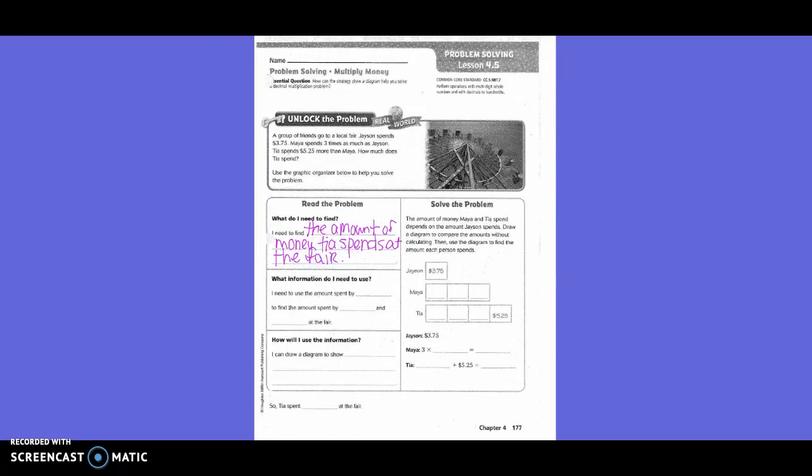What information do I need to use? I need to use the amount spent by, who do we need to use first? Jason. To find the amount spent by, okay, Maya. And who else? Tia, at the fair. How will I use the information? So I can draw a diagram to show what?